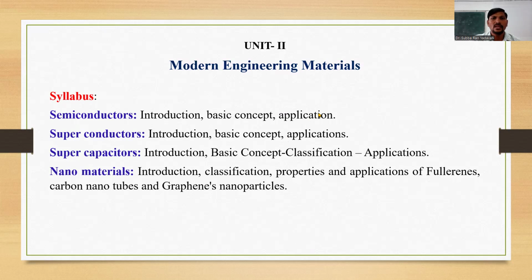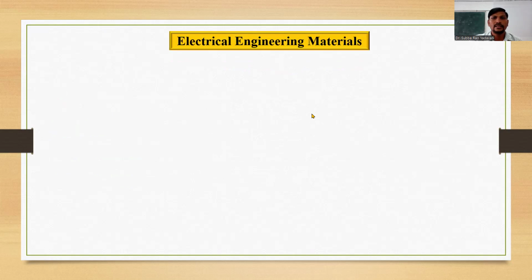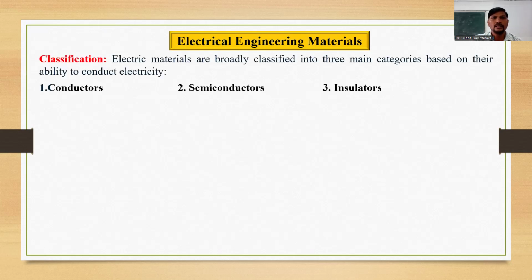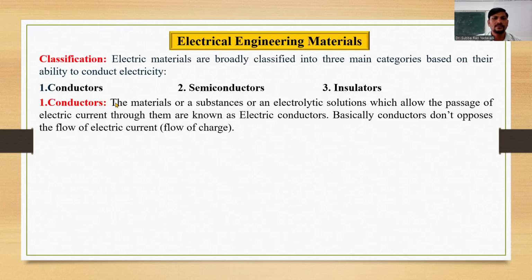Coming to the first one, modern engineering materials introduction. The electrical engineering materials are mainly classified into three categories, depending upon the ability of a material to conduct electricity. They are conductors, insulators and semiconductors. The first one is the conductors.